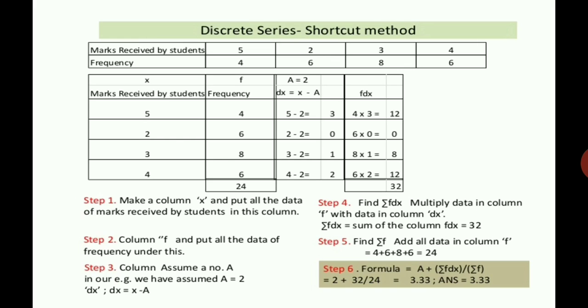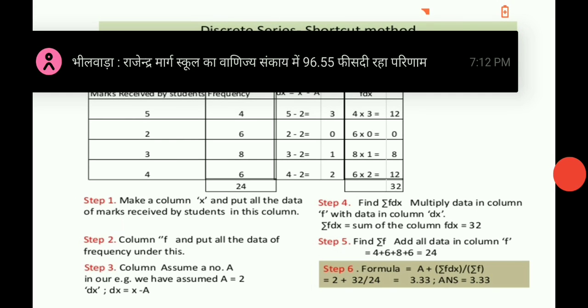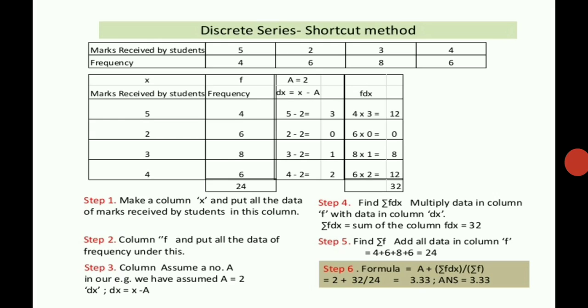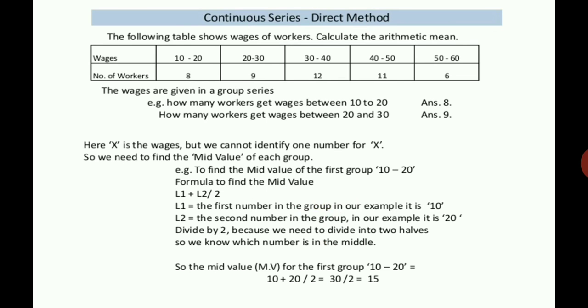Now by the same method, as I already told you, the result is the same. There is no difference in the result whether you use the direct method or the shortcut method. Then another series, that is the continuous series. Here in the continuous series you can see the class intervals have been given in the x values, and the frequency has been given in the slide.